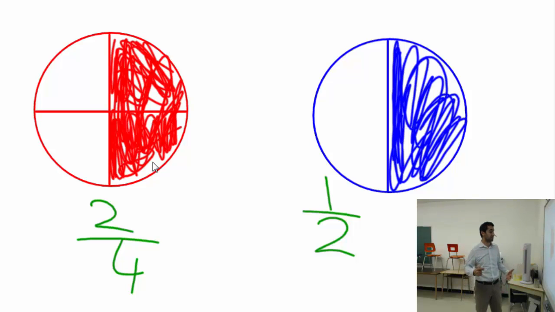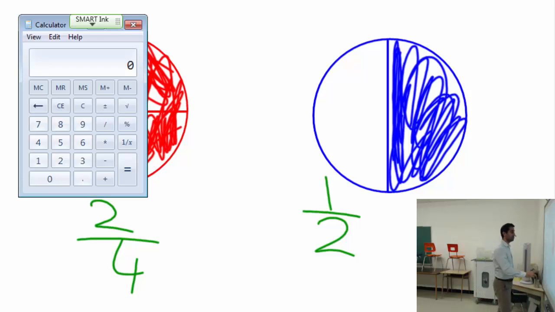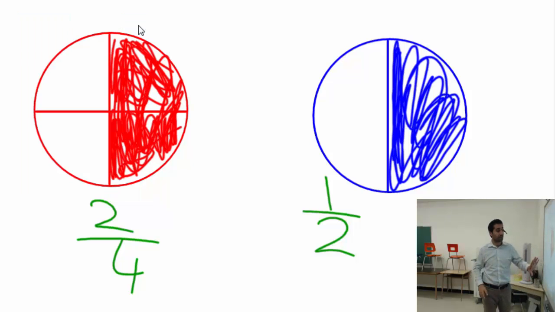How are they the same thing? If I use the calculator and I do 2 divided by 4, I'm going to get 0.5. If I do 1 divided by 2, I will also get exactly the same number, which is also 0.5. So they are the same number, although we divide different numbers, they give the same result.